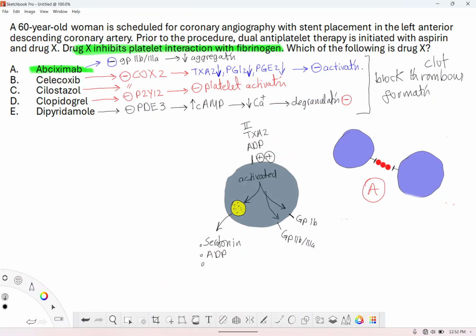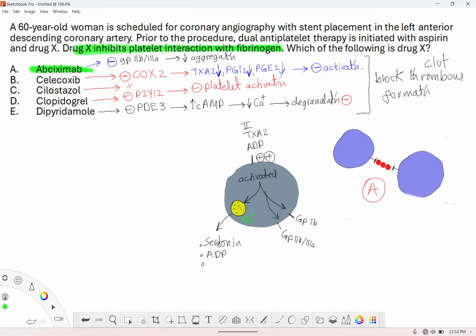And especially cyclic AMP, remember, increased cyclic AMP will block that, for which we need calcium. Let's just say calcium is needed. So for degranulation, what do we need? We need calcium. And calcium was blocked by cyclic AMP. Okay, so this is how platelet gets activated, and this is why we use these drugs to prevent thrombus formation.